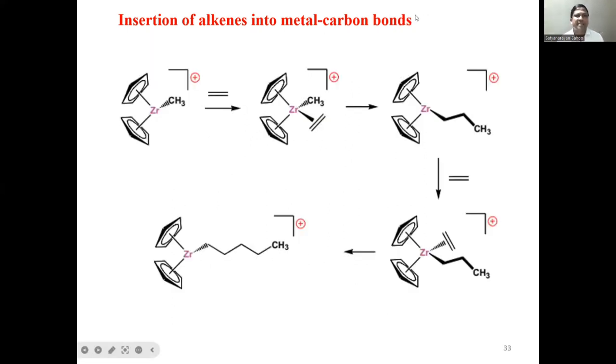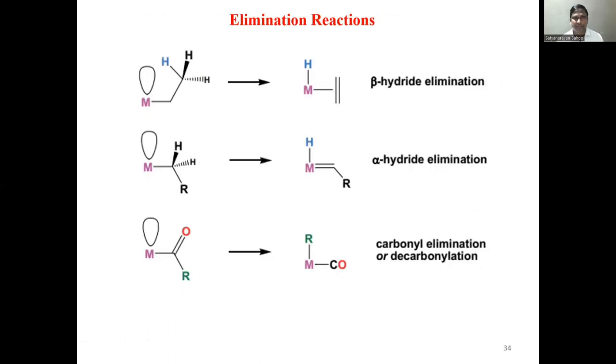So this is another example of insertion of alkene into the MC bond. As you can see, first we have a metal alkyl complex. Now the alkene coordinates to the vacant site. Okay, so this alkene inserts into the metal carbon bond. So we get a metal alkyl. Then there is a vacant site in which the alkene joins. So this is how the polymerization goes on. Basically, we'll see this in Ziegler-Natta polymerization.